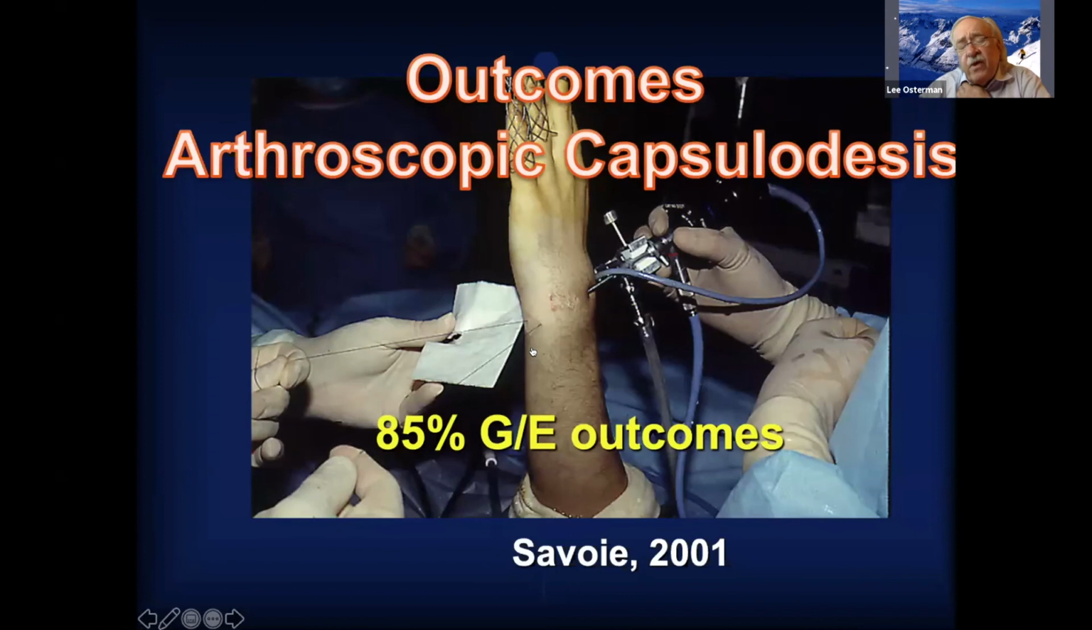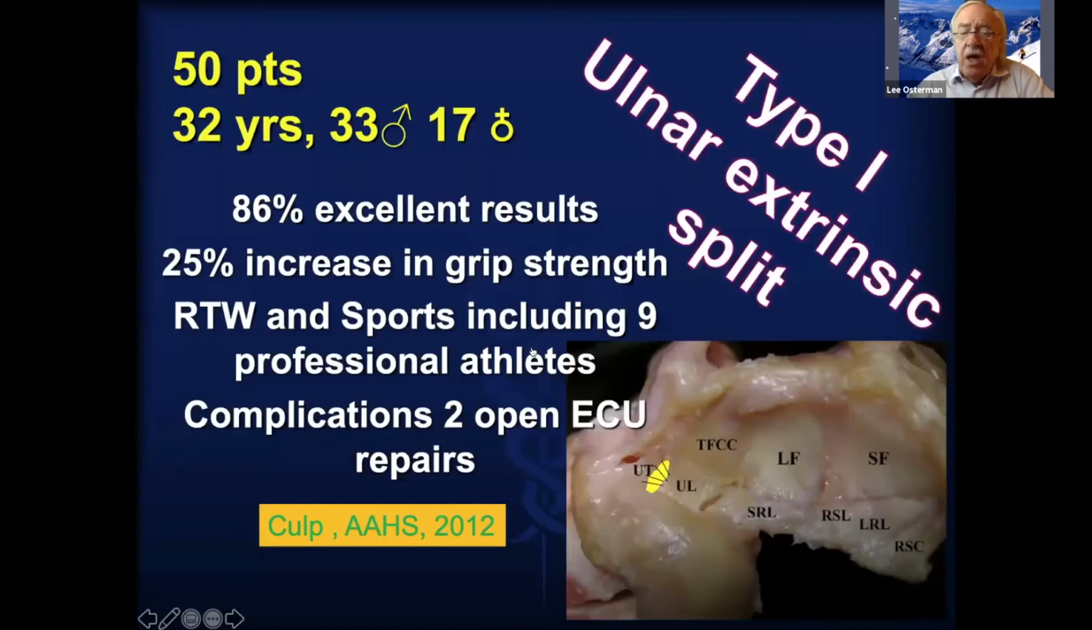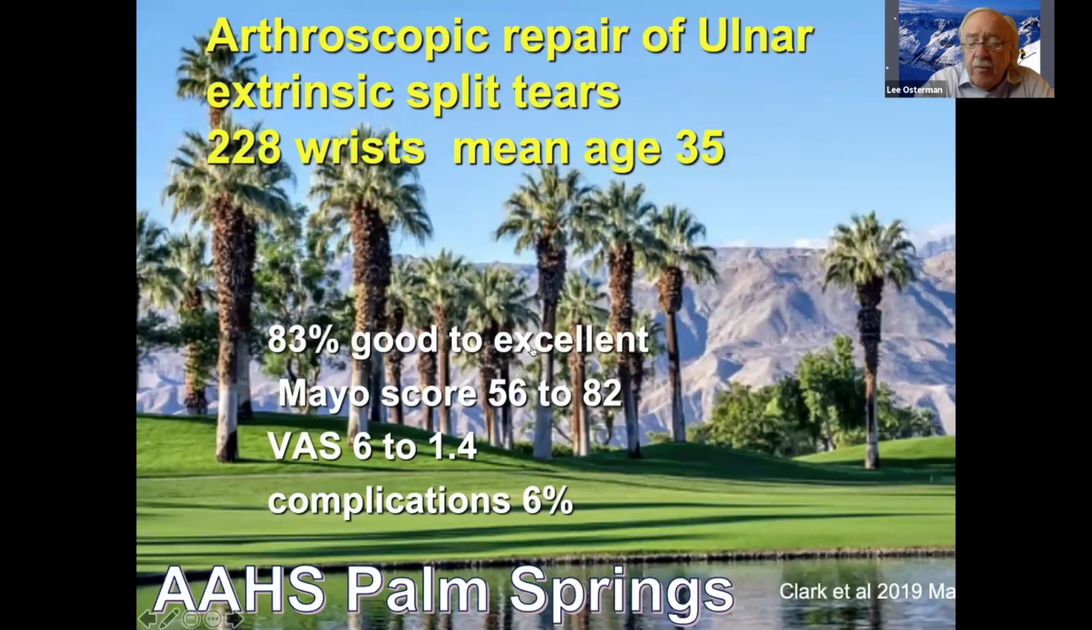Our outcomes are fairly good. Buddy Savoy, who actually identified the lesion, called it something else, but used the same technique that you just saw, had excellent outcomes. The group that I'm associated with, Randy Culp and I, reported on 50 patients with 86% excellent results by all parameters going. Dick Berger reported on the Mayo Clinic group. They had 228 wrists. Again, it's a young age group because they're usually active in sports with, again, excellent results and few complications.